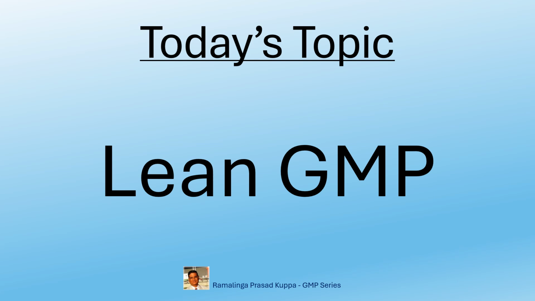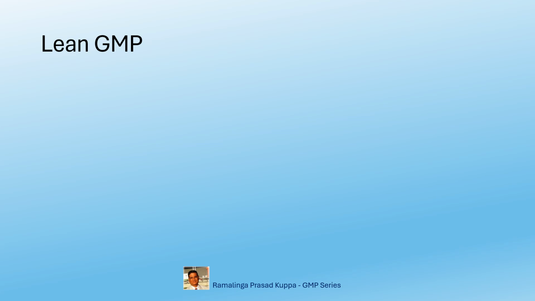Today's topic is Lean GMP. Lean GMP is a strategy to reduce cumbersome, over-interpreted, and overdone practices. This strategy would help the industry to optimize the operations for effective error-free compliance. Let us see what is Lean GMP.